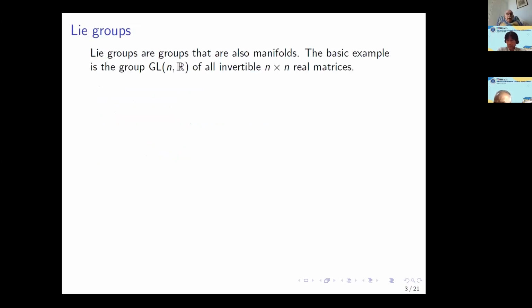So technically, a Lie group is a group, so something that has a multiplication and an inversion and so on, that is also a manifold. And the basic example of a Lie group is the group of invertible n by n real matrices. So I guess that this is something that we study in linear algebra. We know when an n by n real matrix is invertible and so on.